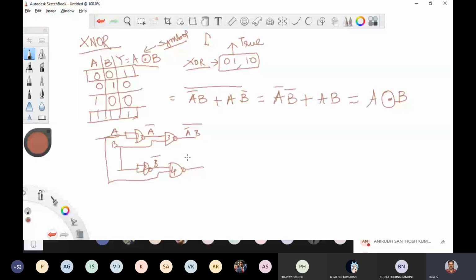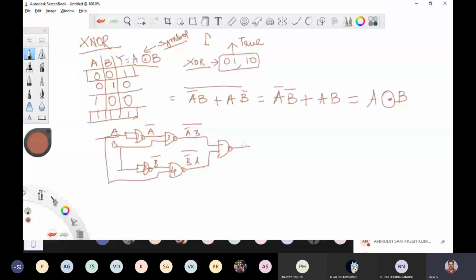Now if I connect one inverter at the output of the exclusive OR logic, say this is number 6, this is number 5. So the exclusive OR logic complement will give you exclusive NOR, which is equal to A bar B bar plus AB.